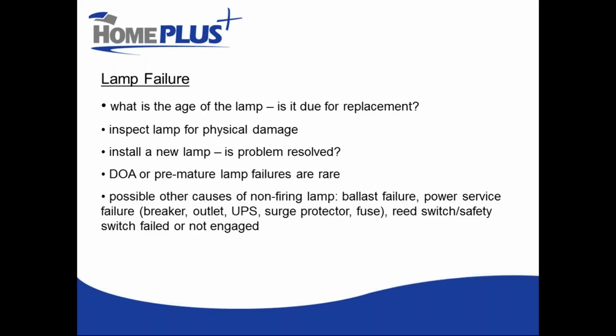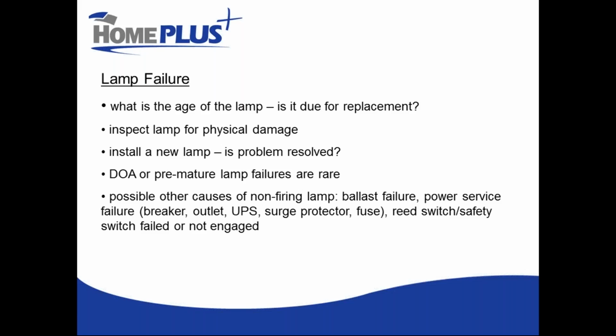Some of the other causes of a lamp failure alarm would be that the lamp is not actually firing at all. That could be caused by a ballast failure or a power supply problem. Sometimes we've seen cases where the electrical outlet that the unit's plugged into is no longer getting power because a breaker has failed, or the uninterruptible power supply has failed. Some of the units have fuses in them, so if you plug it in and no lights come on, it could be a fuse related issue.